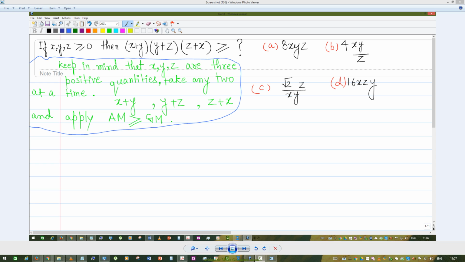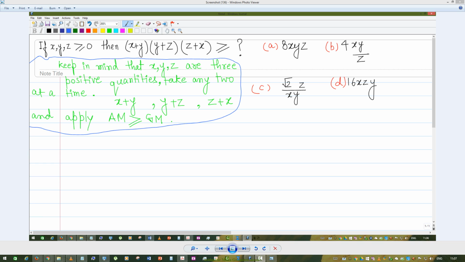Somebody had asked me this question: if x, y, z are greater than or equal to 0, then (x plus y)(y plus z)(z plus x) is greater than or equal to what? And we have been given 4 options. So how to solve such questions?